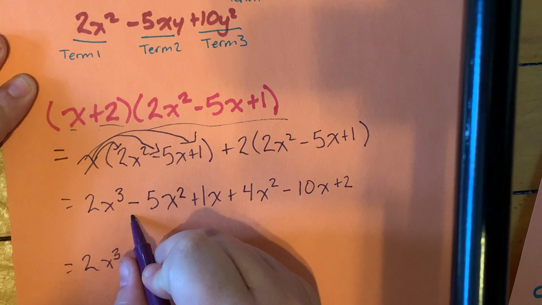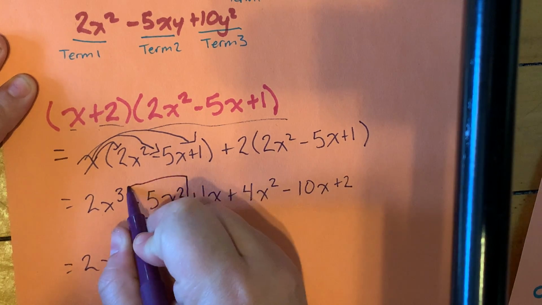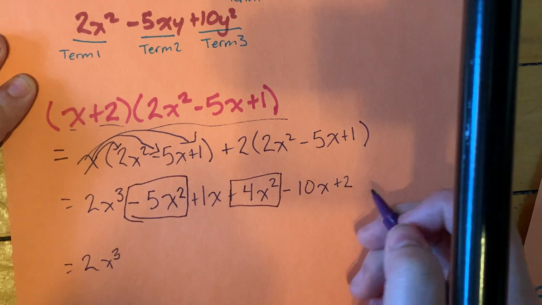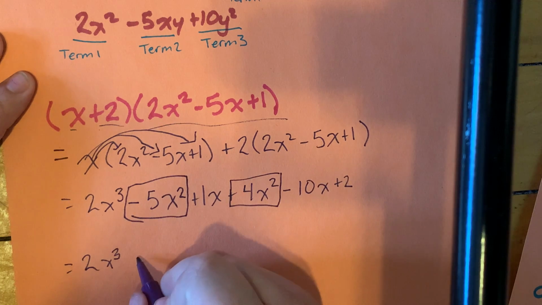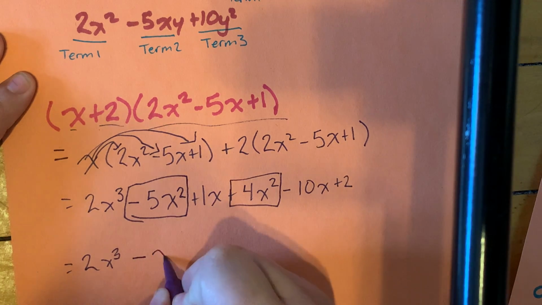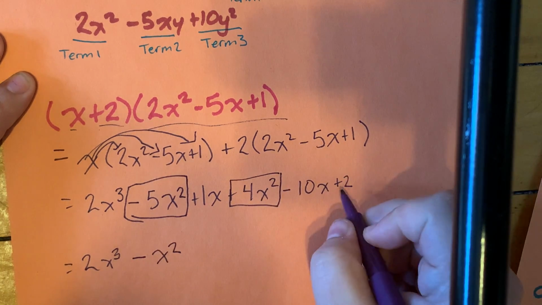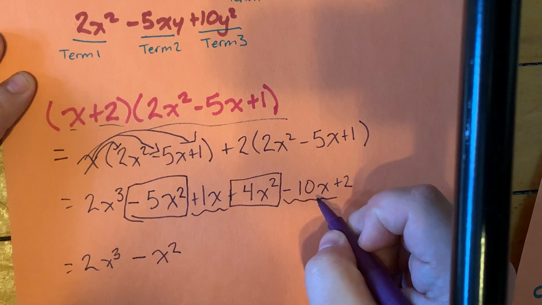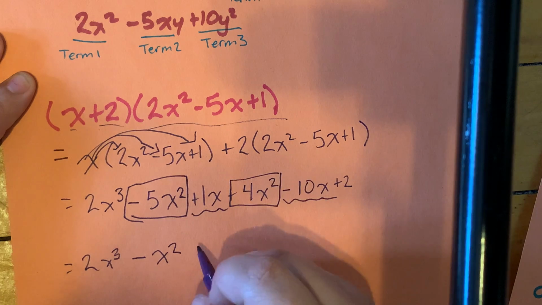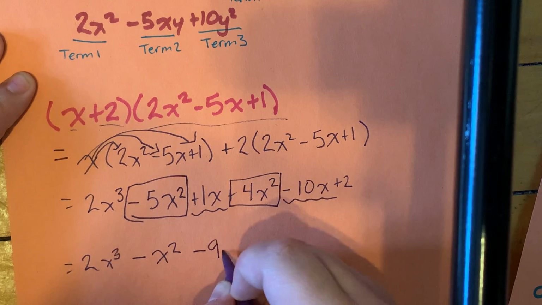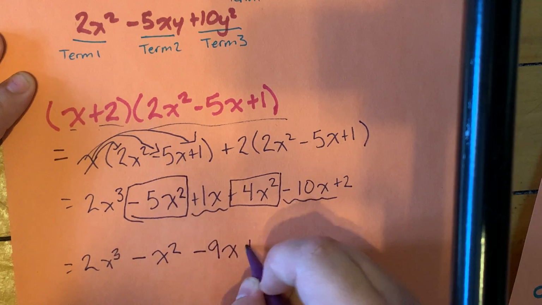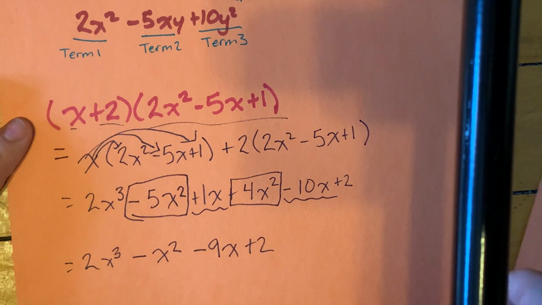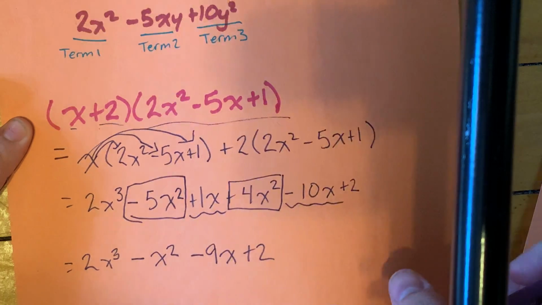For our x squareds, we have a negative 5 and a positive 4. So that means that we're at negative x squared. Now, I'll do a squiggle line under our x's. We have negative 10x and 1x. So that means we're at negative 9x. Then we bring down our positive 2. So that is how you multiply a binomial by a trinomial.